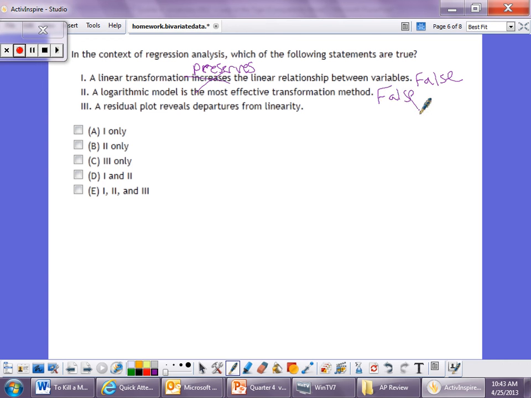And a residual plot reveals departures from linearity. That's exactly what a residual plot does. It shows us how far off our observed values were from what we had predicted. So number 3 is true. That makes letter C the correct answer.